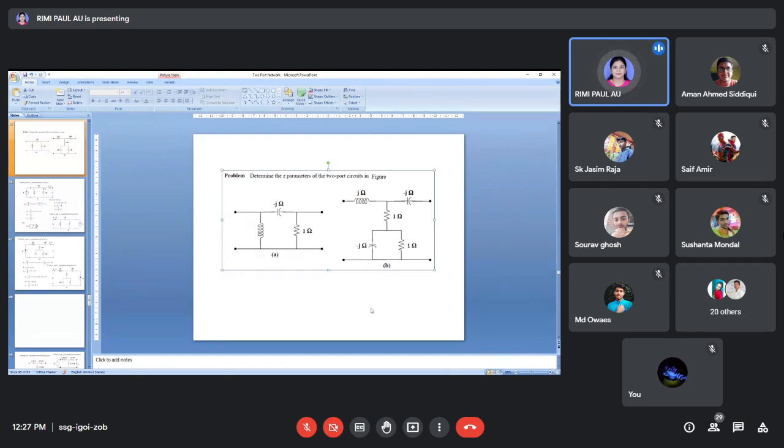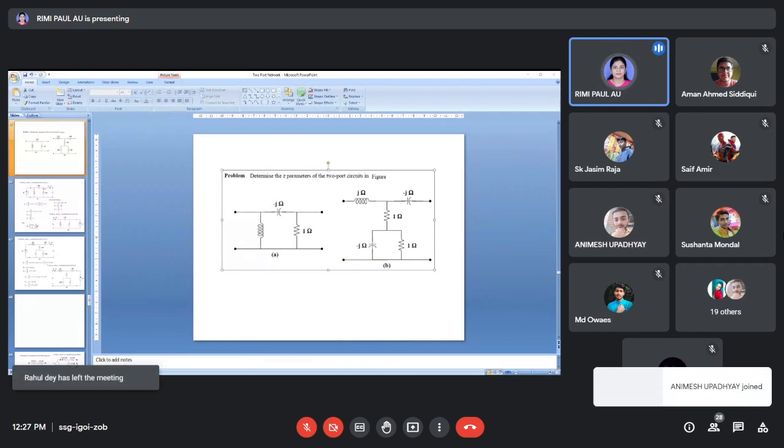So if I apply a supply voltage, because we have to find out Z parameters, and you have to open circuit this, and how to solve this type of problem.